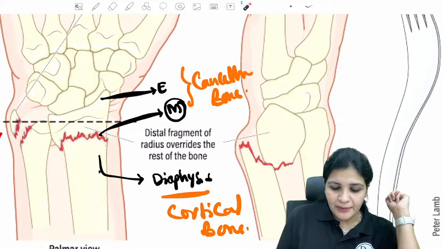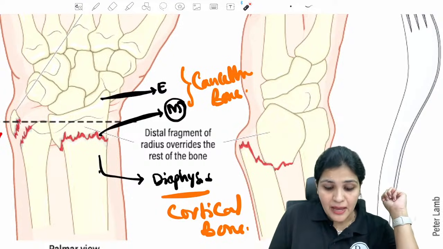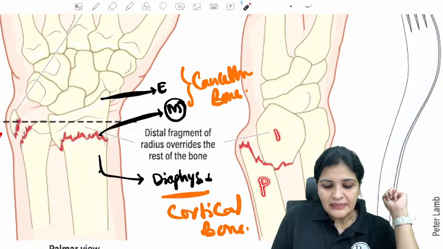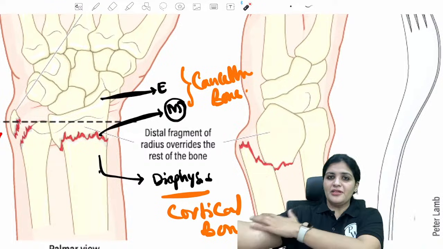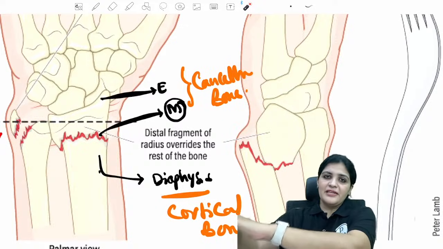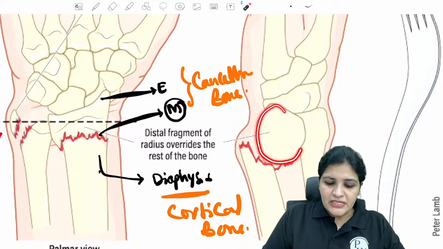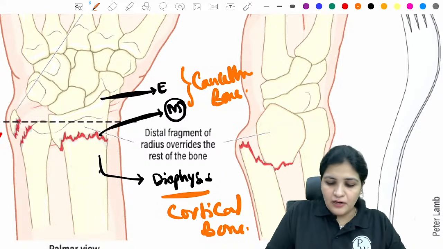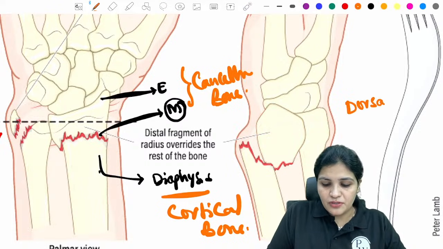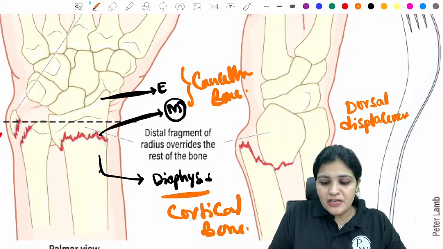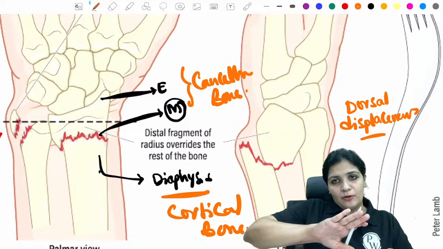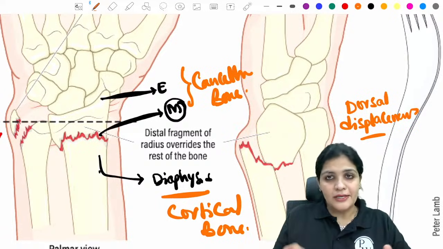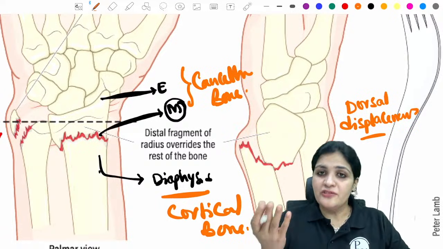Now what is happening? How do you tell the displacement? Based upon the distal fragment. This becomes the proximal fragment, and this is the distal fragment. The proximal fragment is towards the head, the distal fragment is away from the head. So if this distal fragment is moving dorsally, that means this is a dorsal displacement. Sometimes there is no complete displacement, but there could be a tilt. So even a dorsal tilt is also a Colles fracture.